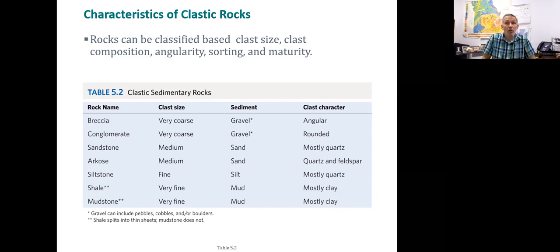If we get even smaller grains, we're not going to be able to see these grains, and then we have our siltstones, our shales, or mudstones, all of which are microscopic little bits of material.